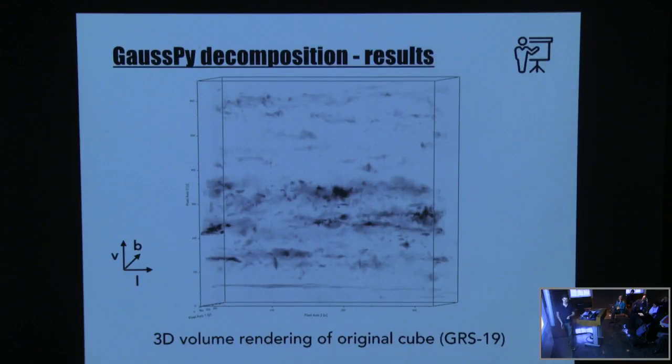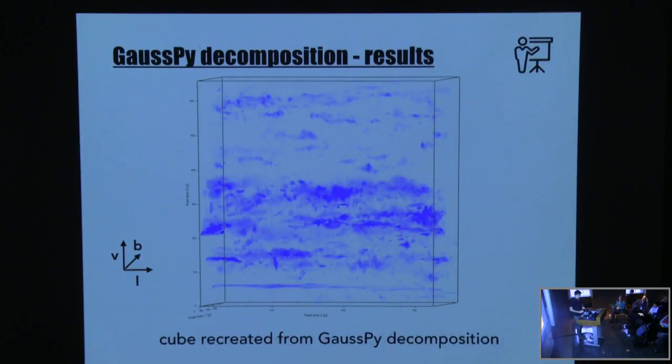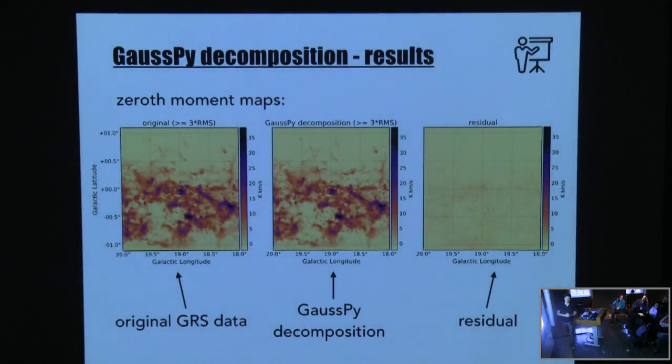And we chose in the beginning a test region centered around 19 degrees of galactic longitude. And what you see here is a 3D volume rendering of the original data set. So you get the galactic longitude on the x-axis and the velocities on the z-axis. And this here is what we recreated from the GaussPy decomposition. And you can see here that with the Gaussian components, we are basically able to, I would say, get all the important structures. This is also illustrated here in the zeroth moment map, so the integrated intensity. To the left, again, the original data set. In the middle, our GaussPy decomposition, and to the right, our residual. So we also get, I would say, most of the flux.